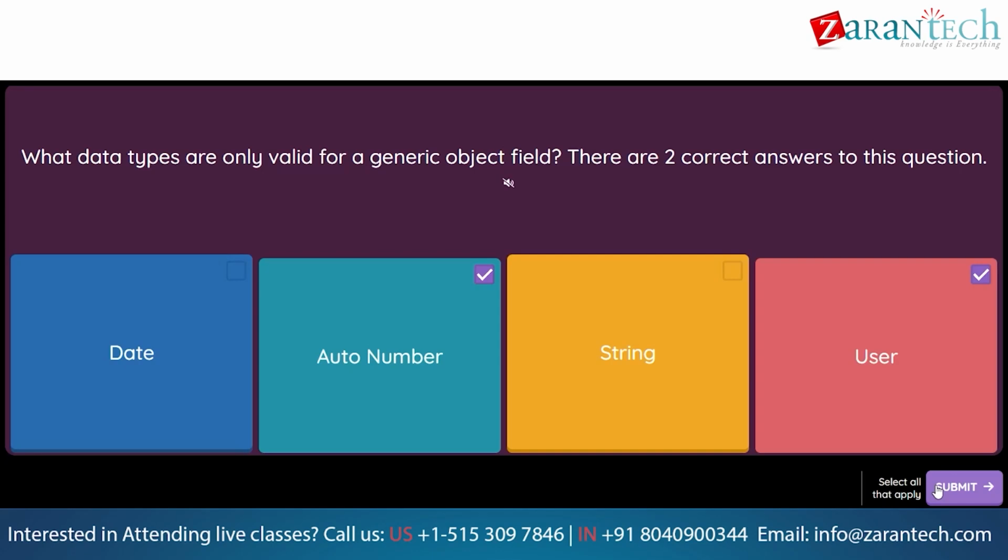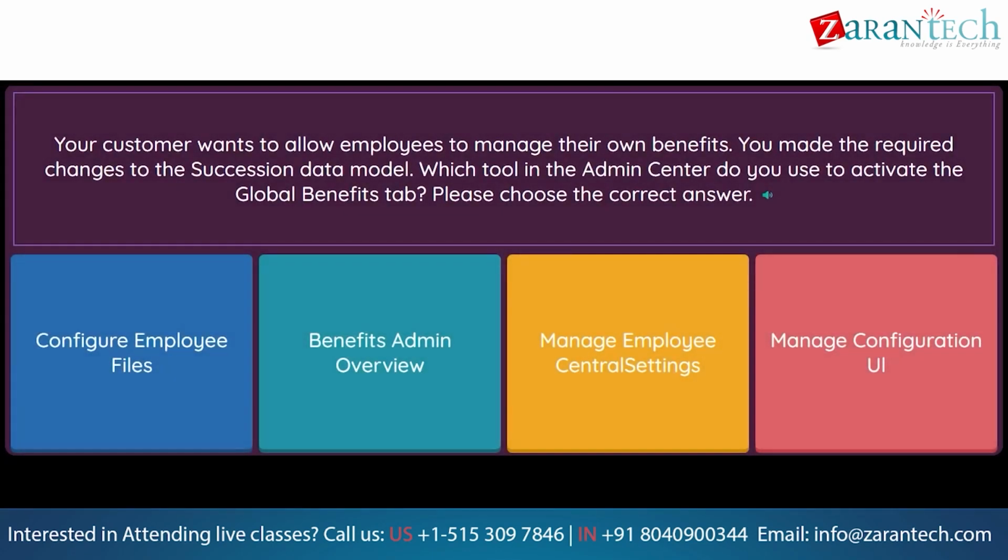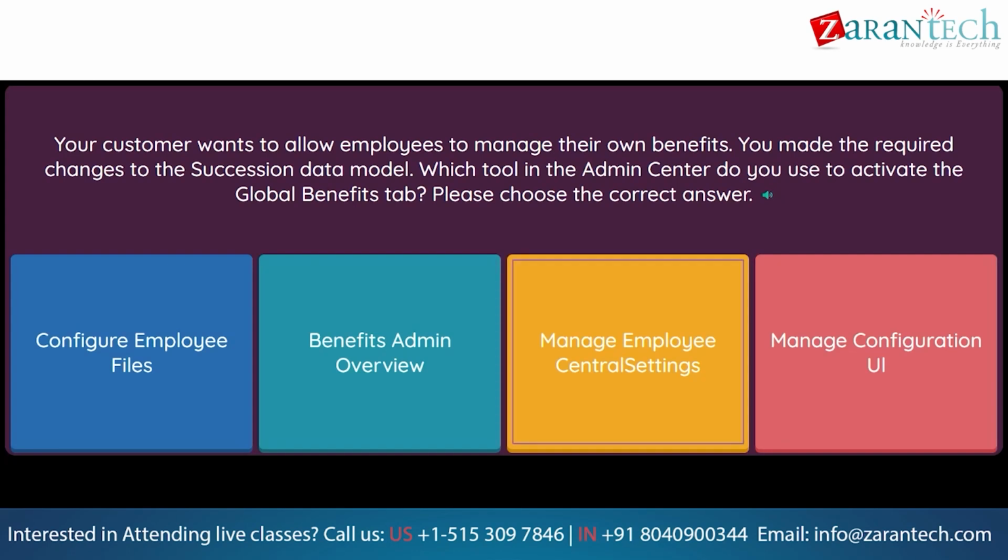Question: your customer wants to allow employees to manage their own benefits. You made the required changes to the succession data model. Which tool in the Admin Center do you use to activate the Global Benefits tab? Please choose the correct answer. Option 1, Configure Employee Files. Option 2, Benefits Admin Overview. Option 3, Manage Employee Central Settings. Option 4, Manage Configuration all.